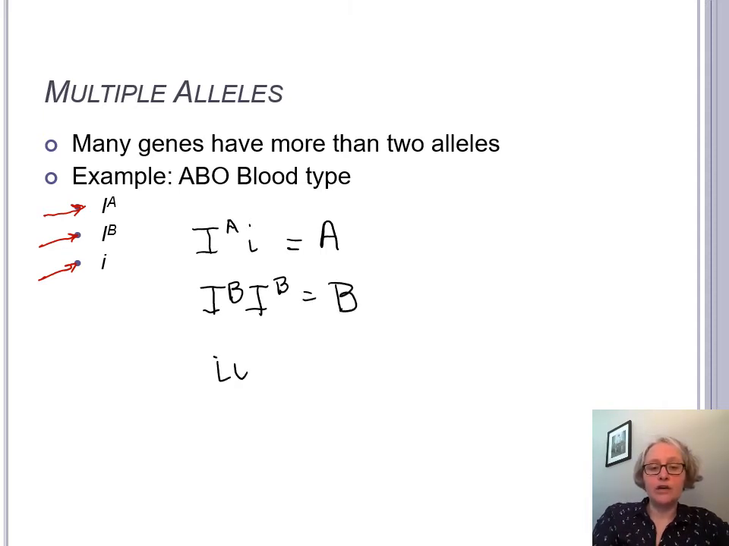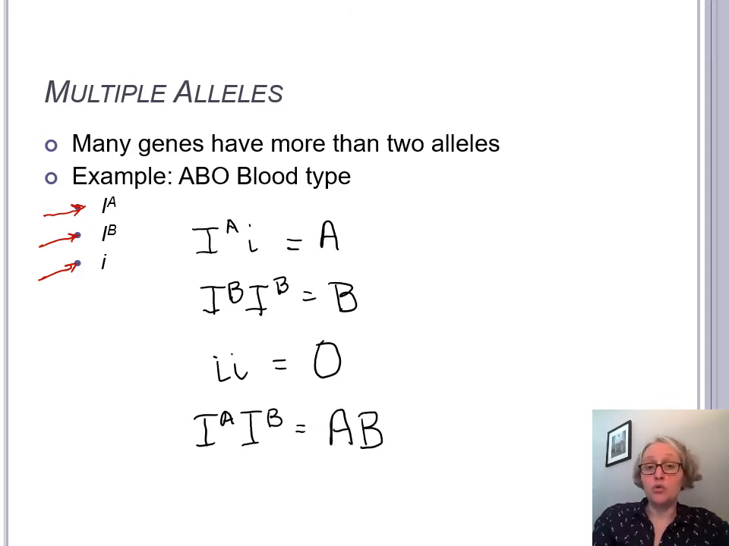This individual right here, if you have 2 recessive alleles, this is what's meant by type O blood. It means that there are no antigens on the surface of the blood. And then this individual, they have both A and B antigens expressed at the same time. So this is an example of codominance, right? Where they've got the A and the B antigen present at the same time.